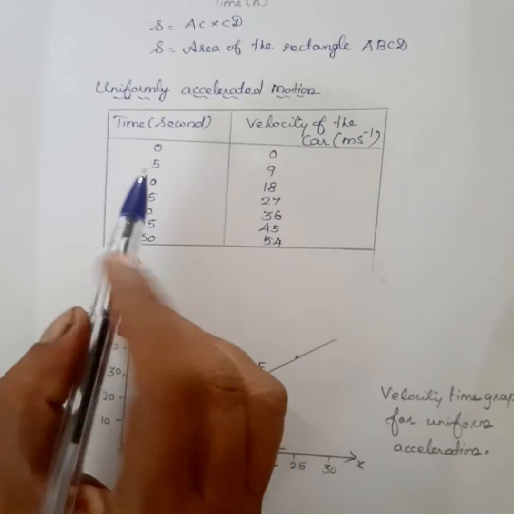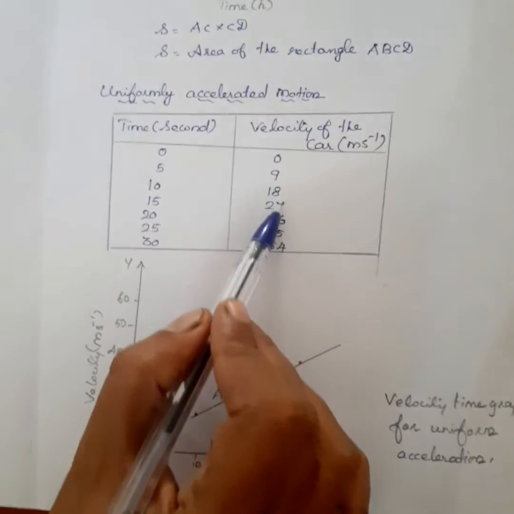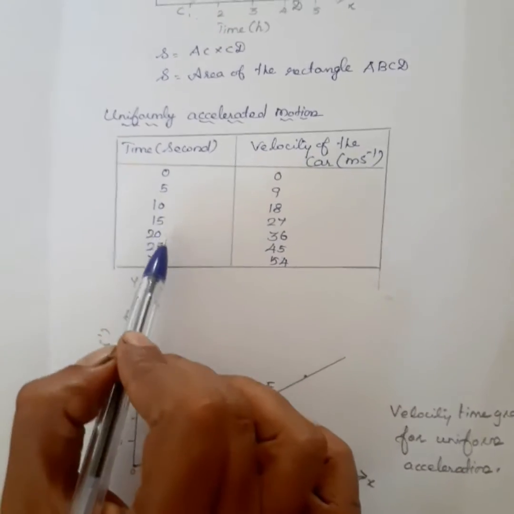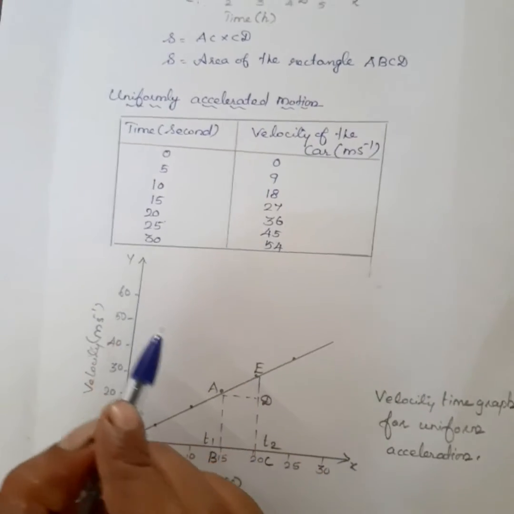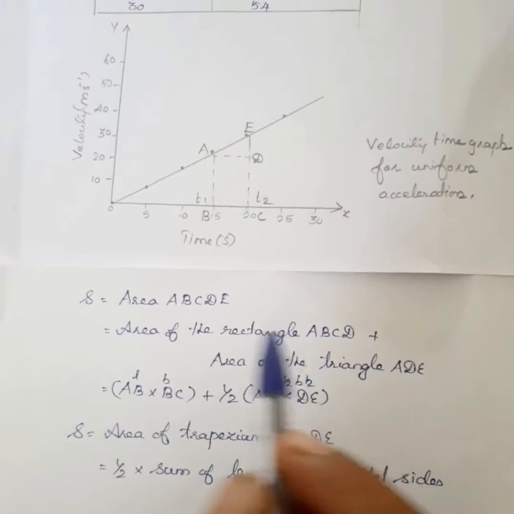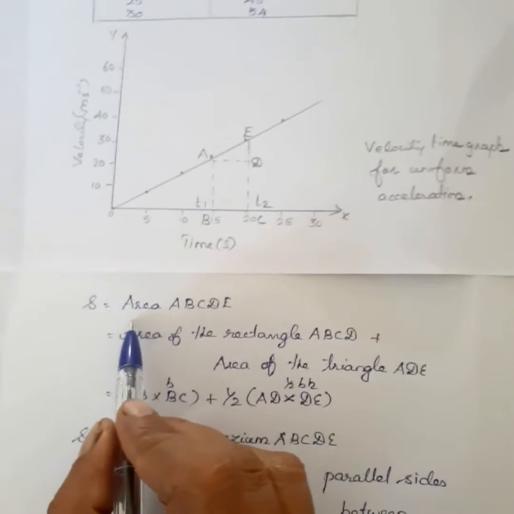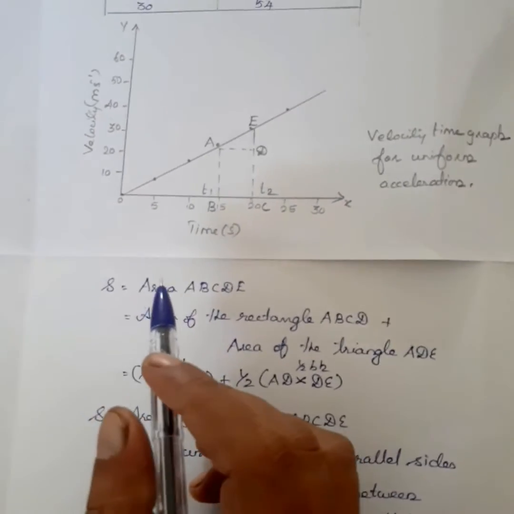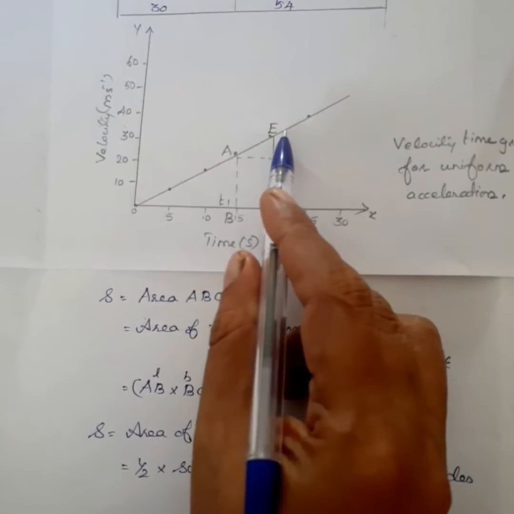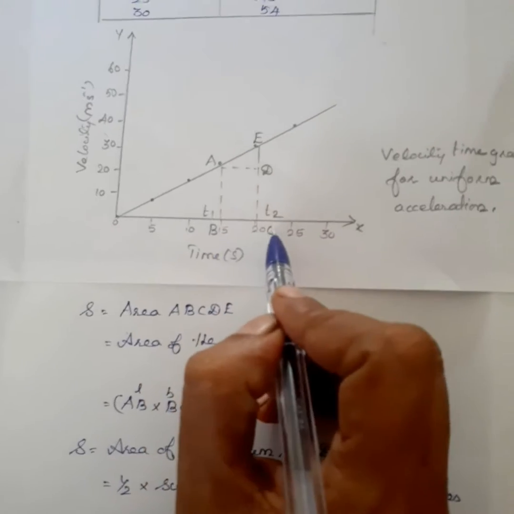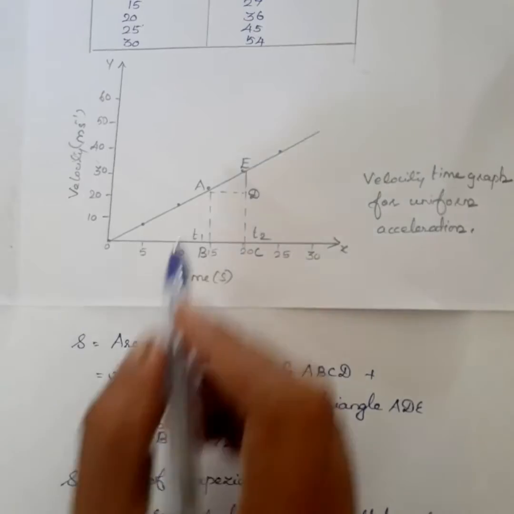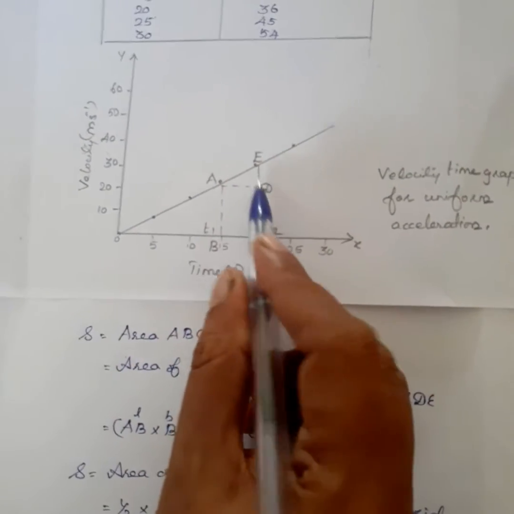Here we can see the velocity changes by equal amounts in equal intervals of time. So, the velocity time graph is a straight line. The distance S traveled by the car will be given by the area ABCDE. So, distance S is equal to area ABCDE.